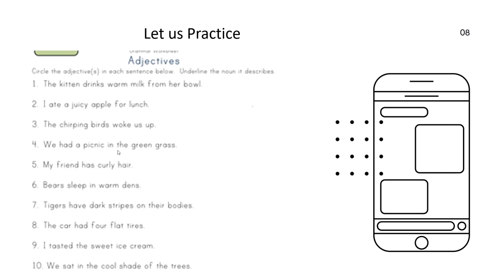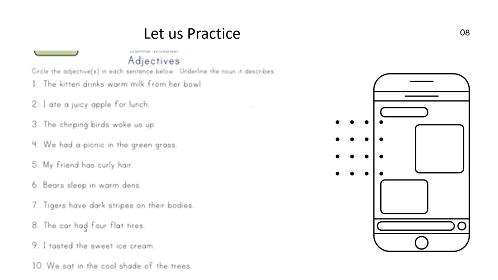We had a picnic in the green grass. Green is describing grass. My friend has curly hair. Curly is our adjective. Hair is our noun, yes. Bears sleep in warm dens. Warm dens. Tigers have dark stripes on their bodies. Dark stripes. Dark is our adjective. Stripes would be our noun.